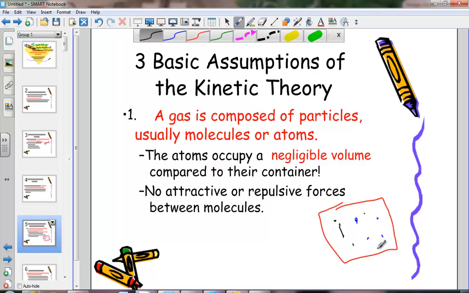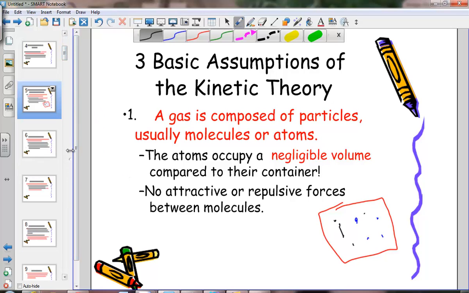Now is that really true? Do atoms truly occupy space? Yeah, sure they do. Does a flea weigh something compared to a big German shepherd? Yeah, sure it does, but does it significantly change the weight? Not at all. So we're saying in basic assumption 1, atoms have no space. Not true, but good enough for this particular set of formulas. Basic assumption 1 says the atoms occupy a space of zero volume.